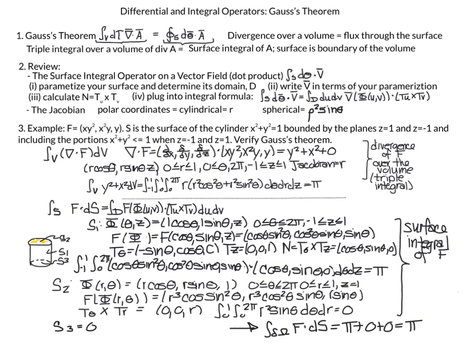And that often happens, like in this example here, where the surface is a cylinder, which is easy to parameterize using cylindrical coordinates. However, our vector field is not given to us in cylindrical coordinates, so we have to change it over. We have to transform it, and when we do that, we need the Jacobian in our integral.